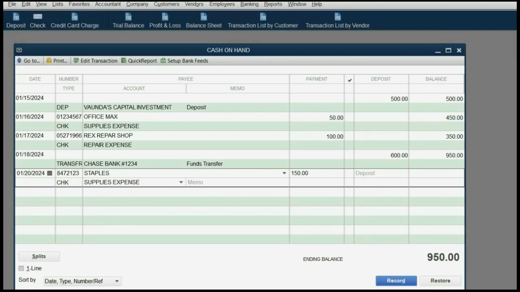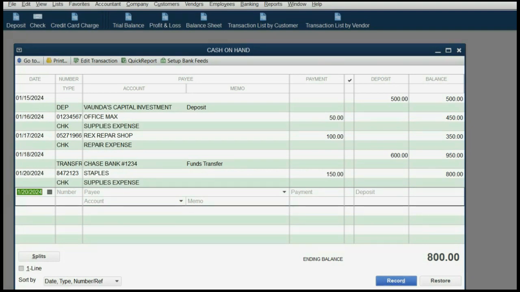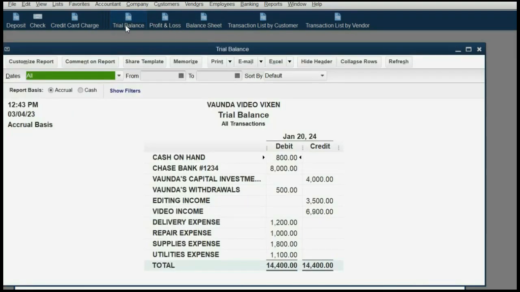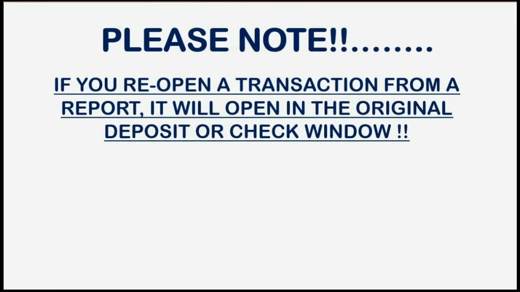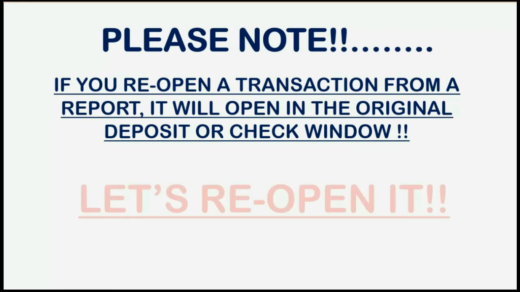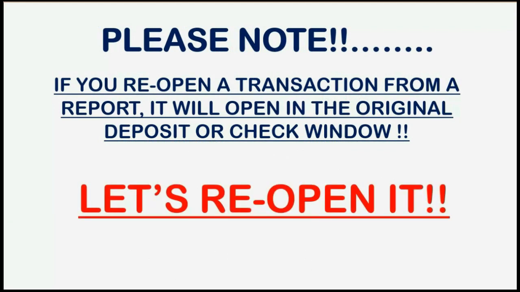Now when we click record, the results in the trial balance are exactly as what we expected. The cash on hand had decreased to $800 and supplies expense became $1,800. And don't forget the most important point, that if you reopen a transaction from a report, it will open in the original check window. Let's reopen it and see what happens.